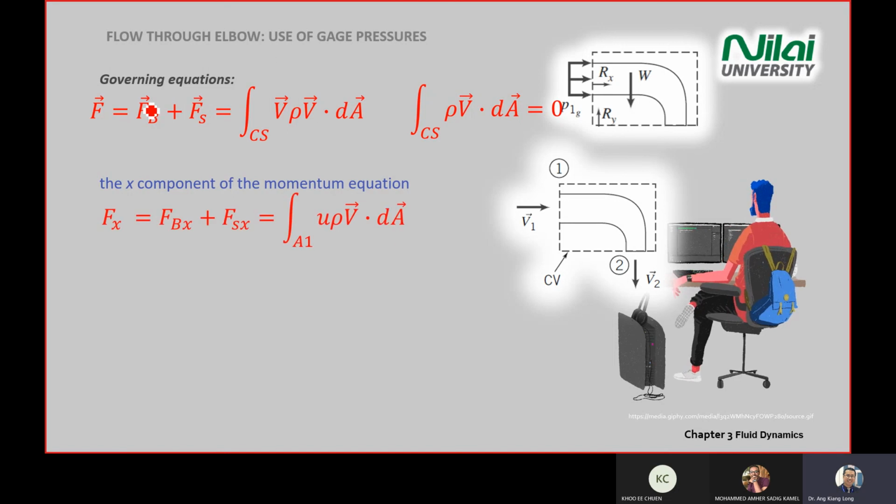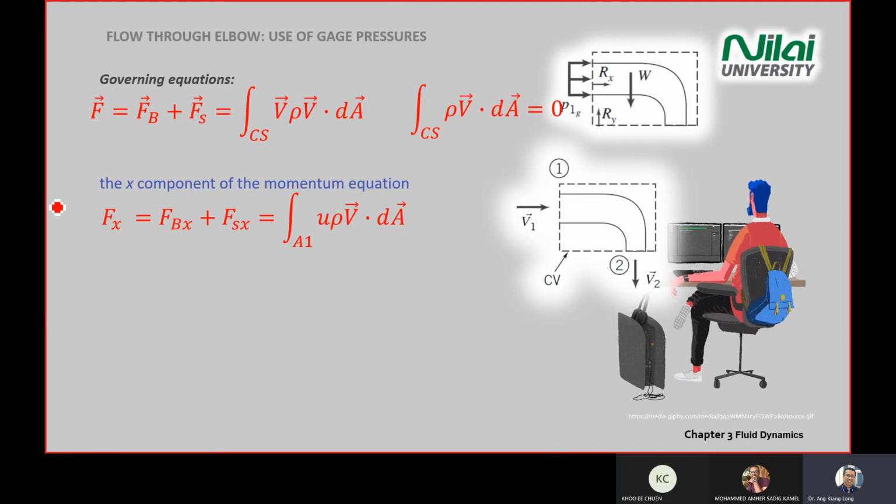So you write the momentum equation in the x direction. For all the force in the x direction, you have two components of force. One is body force, one is surface force. You know that body force is linked with gravity. In this case, your gravity is going down, so there is no body force in the x direction. Surface force, yes, there is a surface force there.